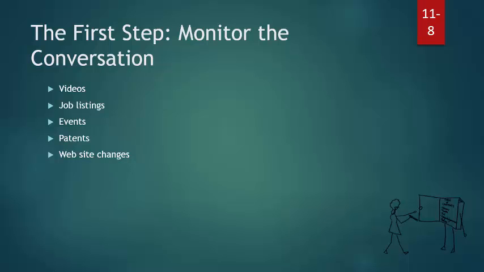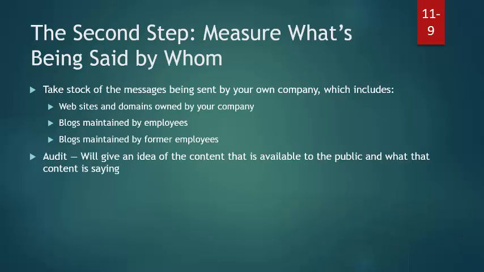The next step that you want to do to get some information and help you with your online reputation management is to measure what's being said and by who. So one thing you need to look at is your own websites and your own domains that are owned by your company. And so, if you're Western Kentucky University, do you just look at the WKU site?